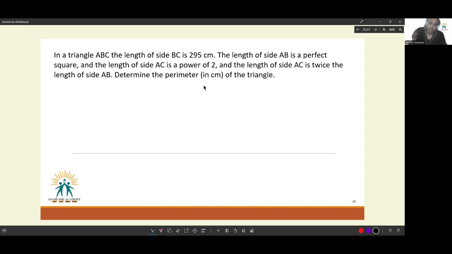Okay. In a triangle ABC, the length of side BC is 295. The length of side AB is a perfect square, and length of side AC is a power of 2. And length of side AC is twice the length of side AB.